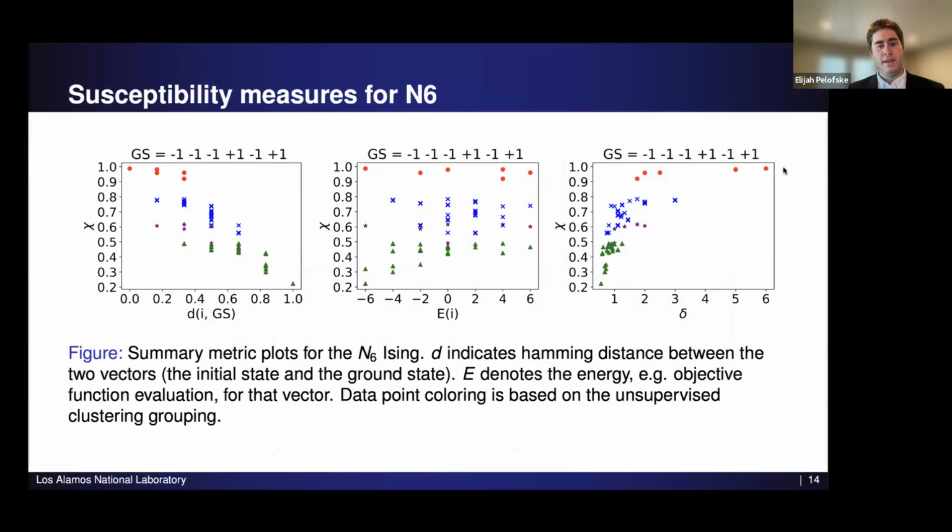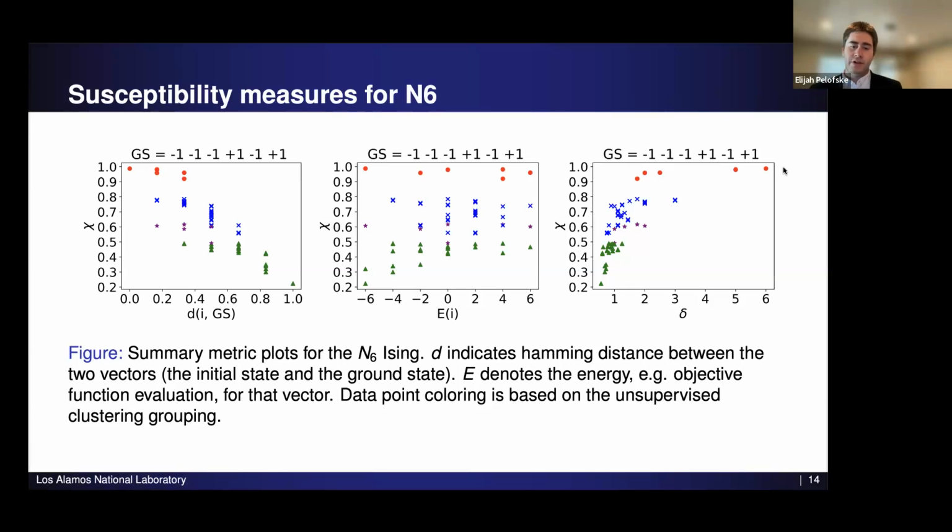Looking at susceptibility measures for N6, what we see is that D here is plotting the Hamming distance between your initial state and your ground state. And you can see that there's some sort of relationship. It's maybe weakly linear, but maybe not super clear. This is actually consistent with previous studies on reverse annealing. With energy, though, there seems to be absolutely no correlation, which is really interesting, right? It means that how hard it is to do a state transition correlates well with Hamming distance, not with energy.